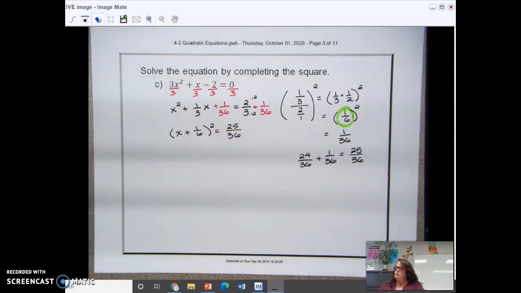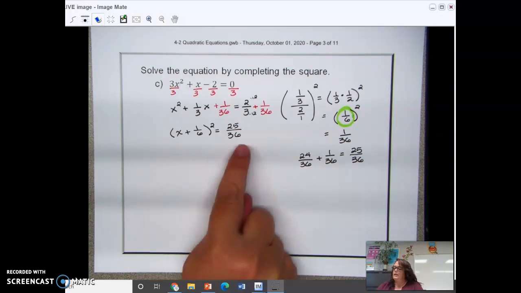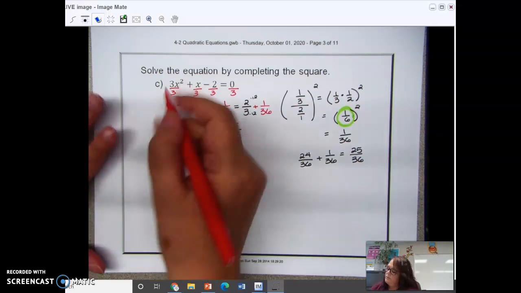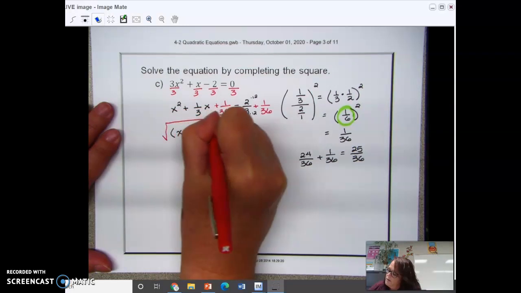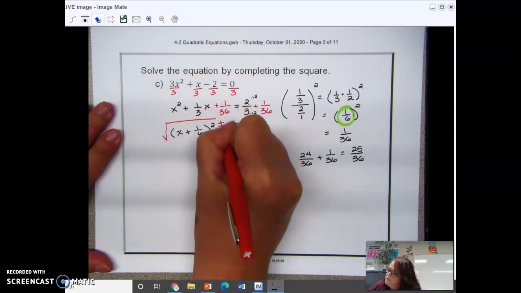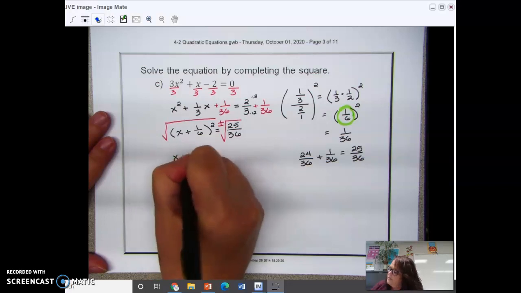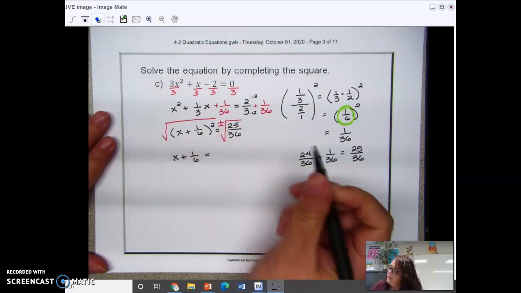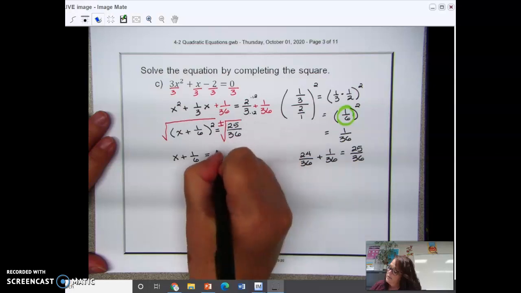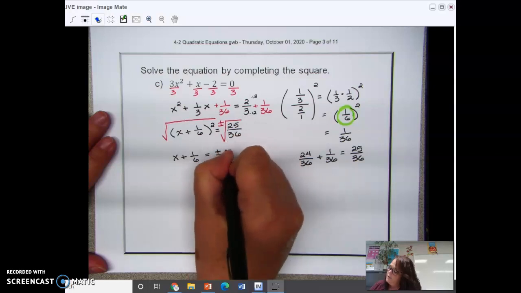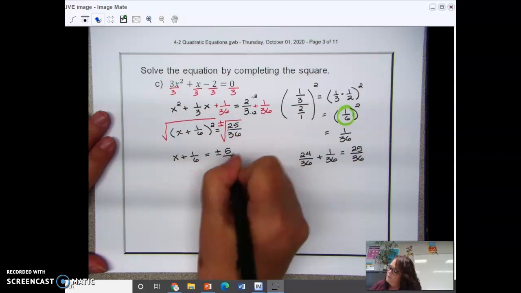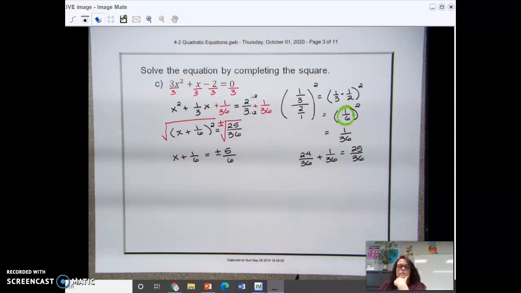Okay, so now I have a perfect square on the left, and I'm going to take the square root of both sides to make that square go away. And I've got to do plus or minus on the right-hand side. And so I get X plus 1/6 is equal to plus or minus, and the square root of 25 is 5, and the square root of 36 is 6. So that was actually really nice.